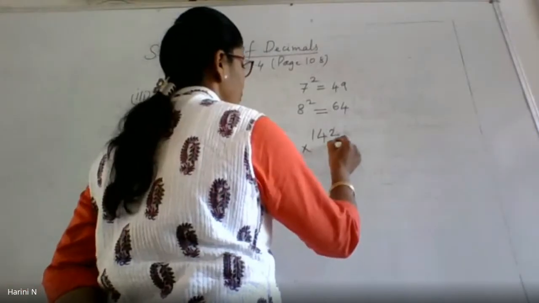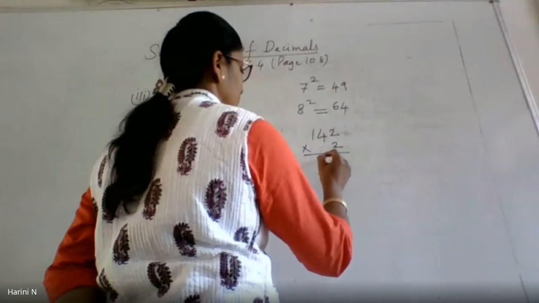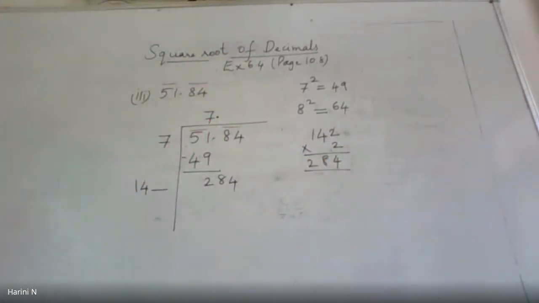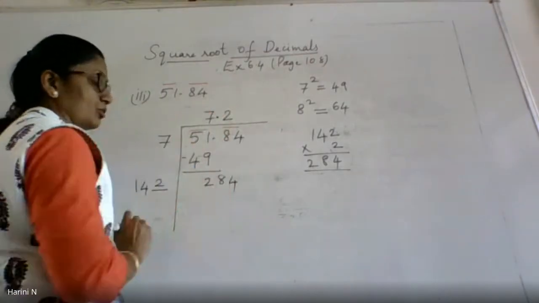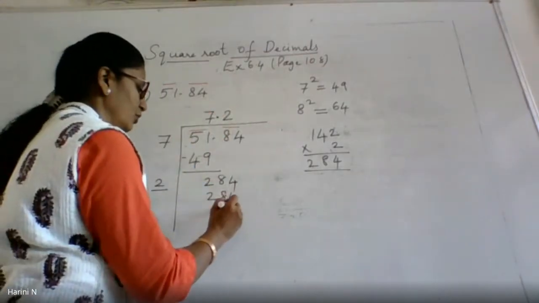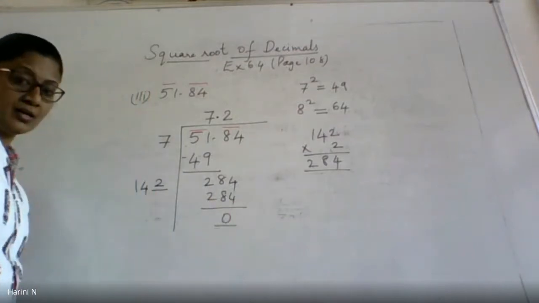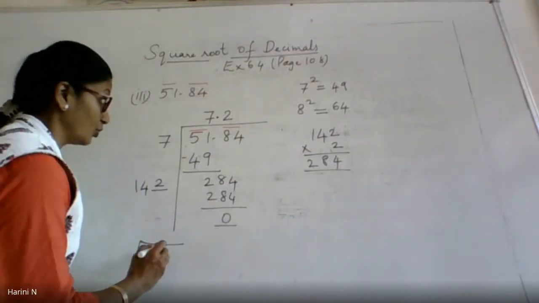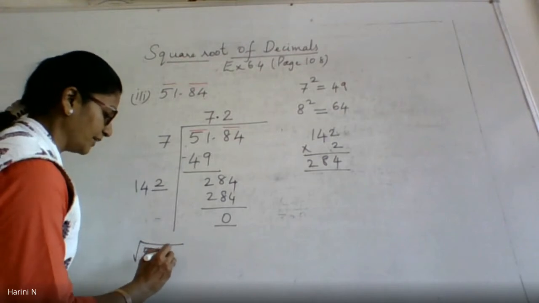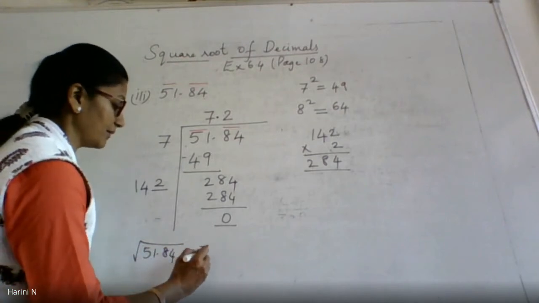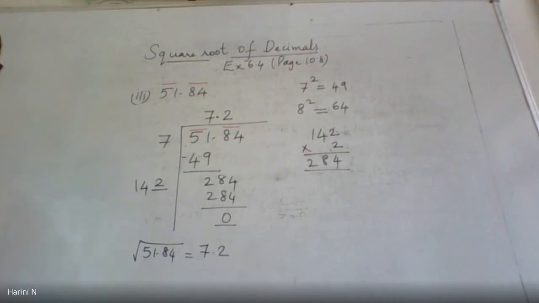Ma'am, squares ending with 4, 2. Ma'am, let us try 2. 142 into 2. Exactly, we'll get 284. So your digit is 2 here. So it will be 2 in the quotient. So it will be 284, which makes it a 0. And hence, the square root of 51.84 will be equal to 7.2. As simple as that.